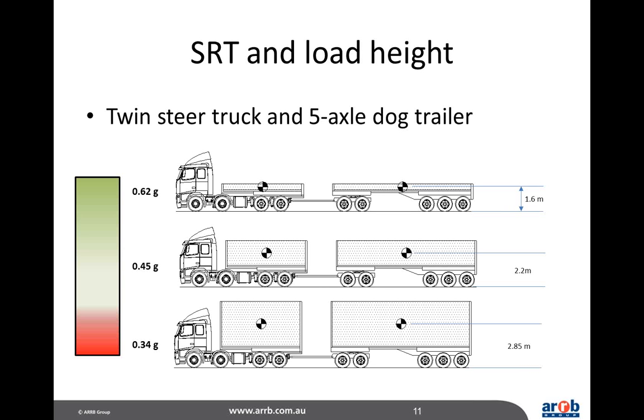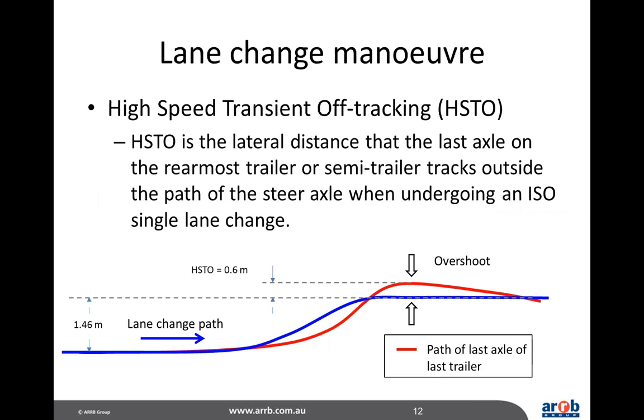But this principle does hold for all truck and trailer combinations. The lower you can get the centre of gravity for a vehicle unit, the better its rollover performance will be. So that's static roll threshold handled.